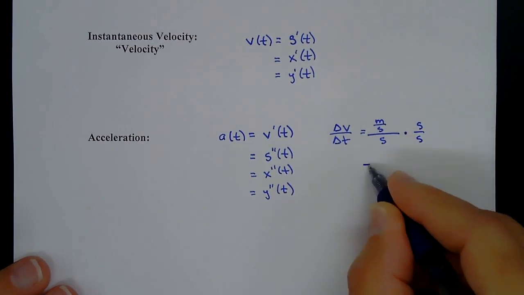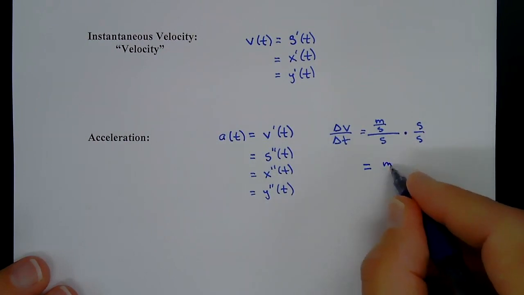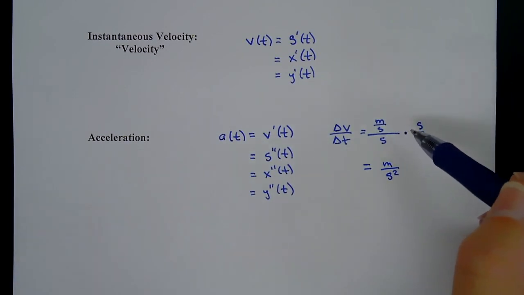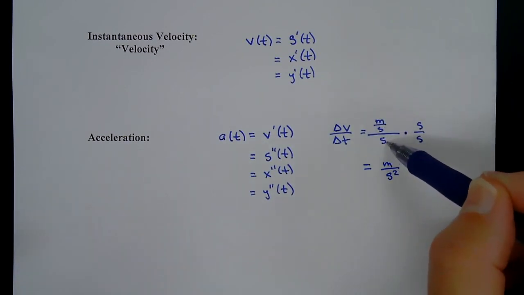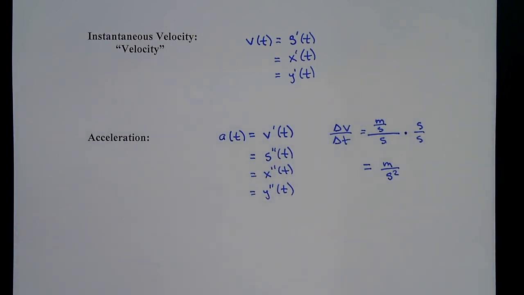And so another way to explain acceleration is this could be meters per second squared. So you can either write acceleration as meters per second, or meters per second squared. They're the same thing, okay? I just wanted to let you know on that.